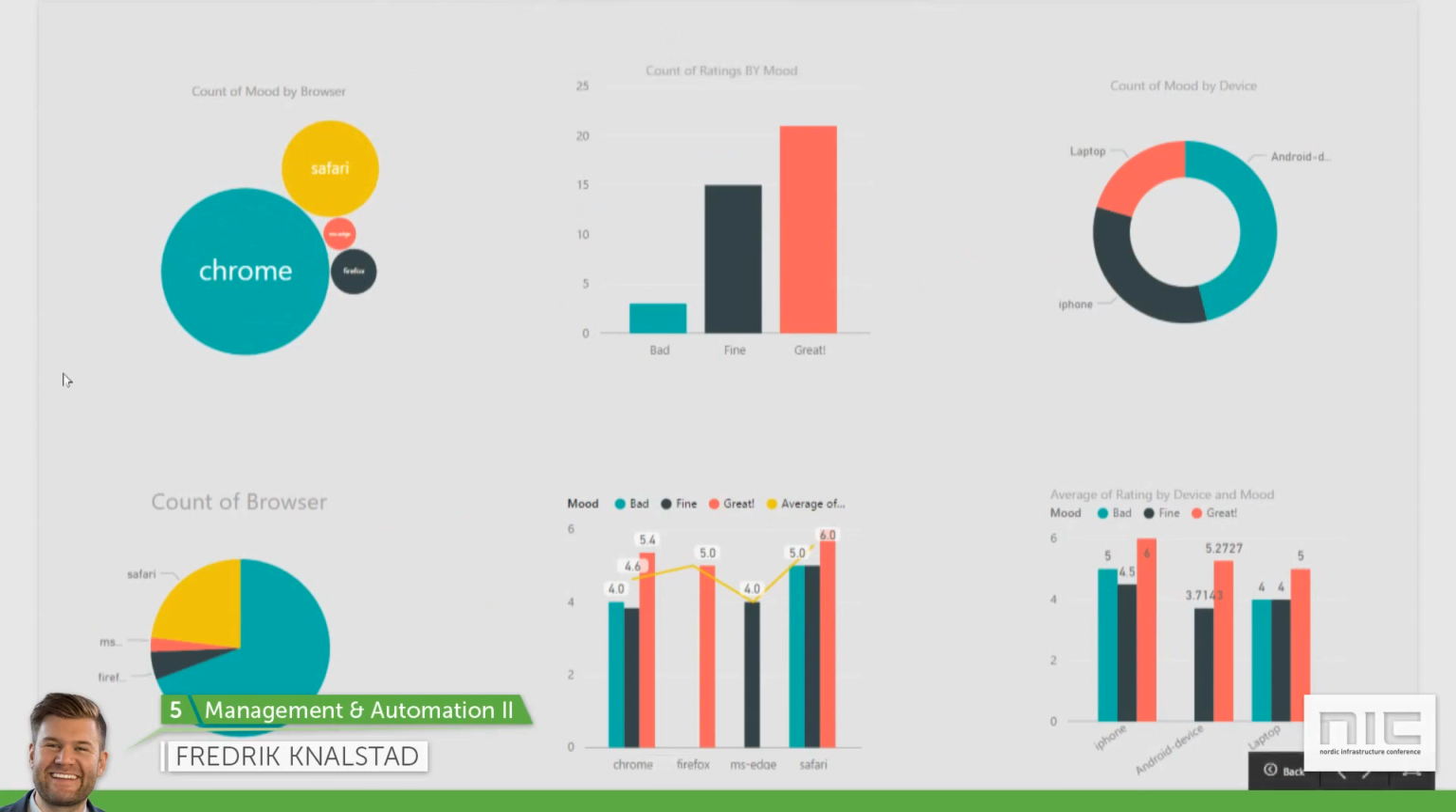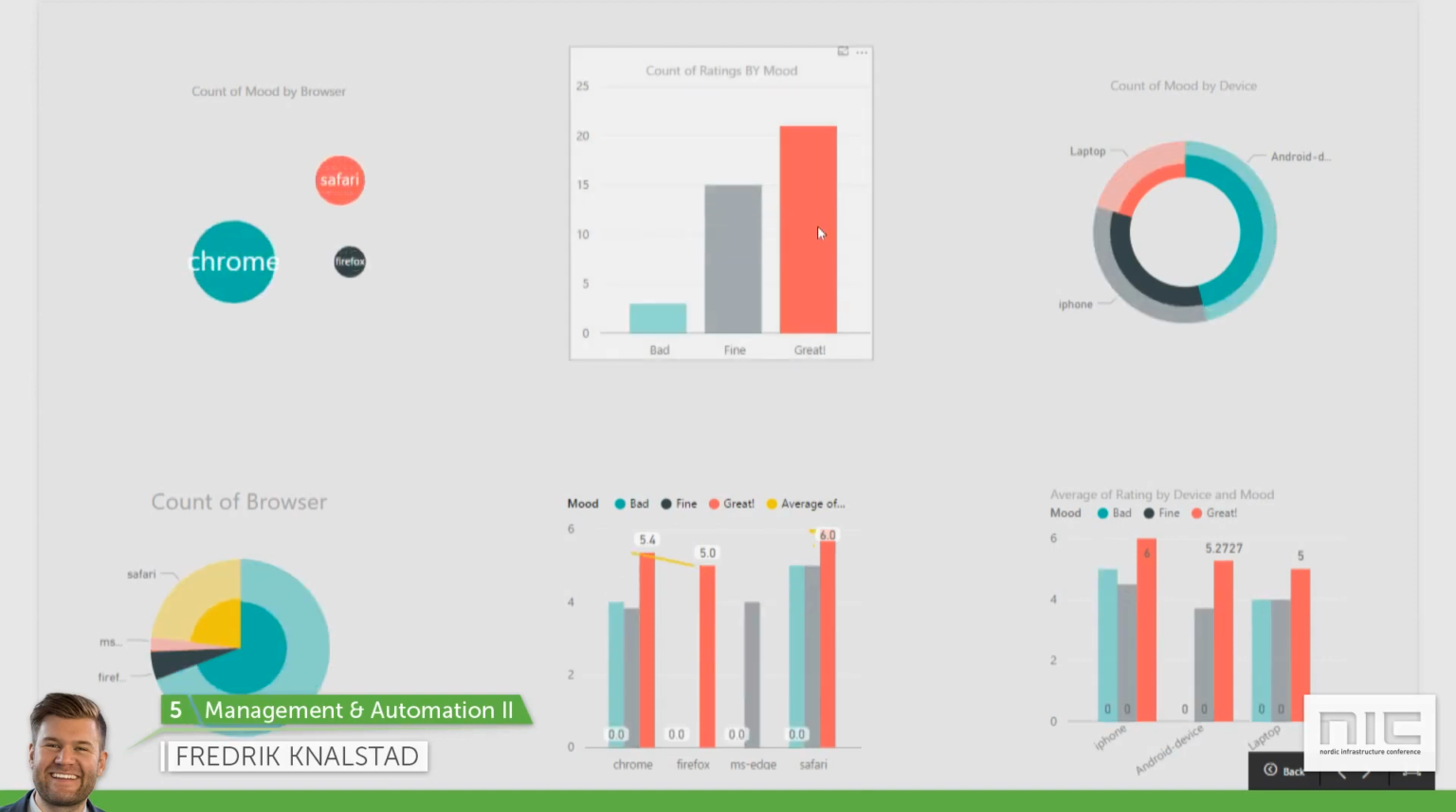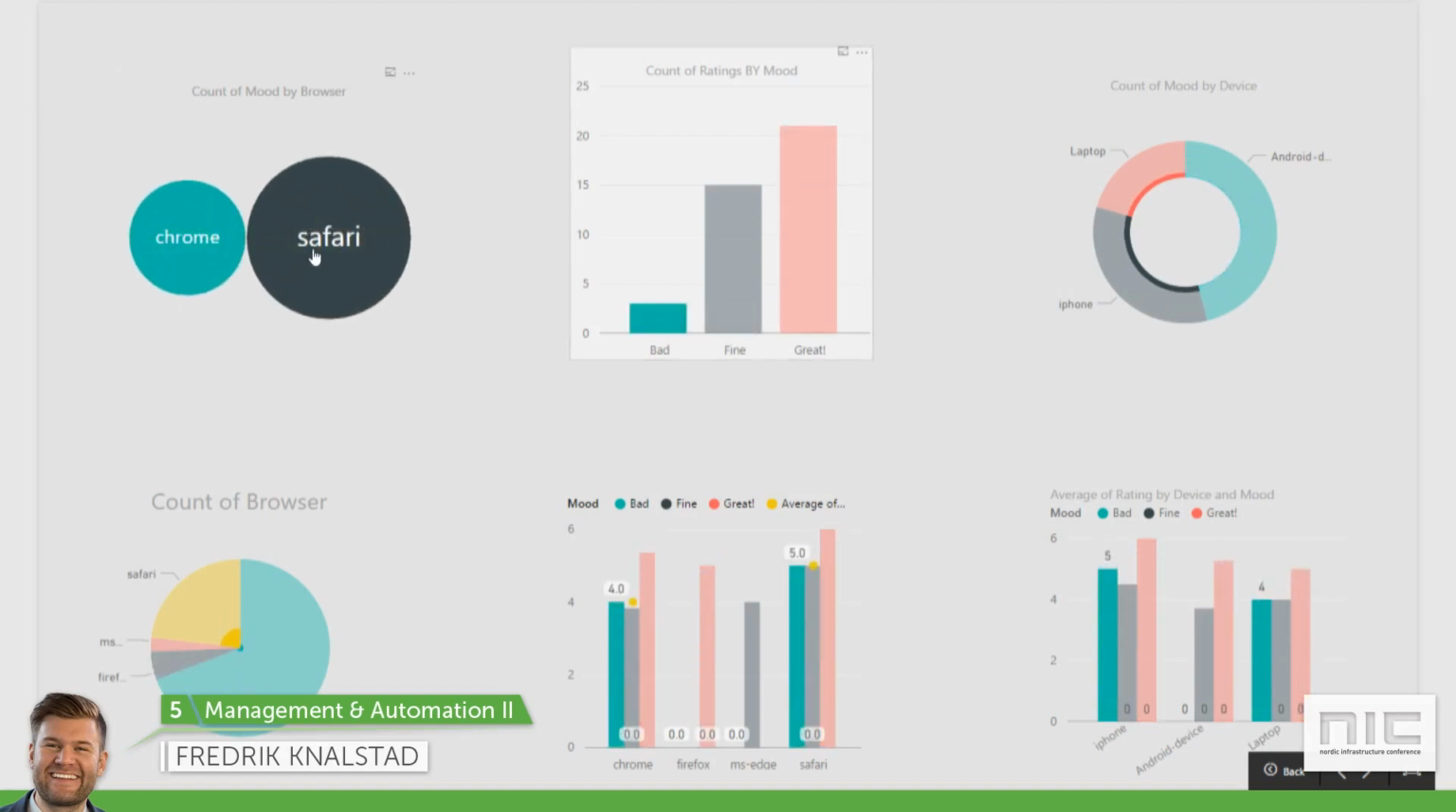So let's click on great. If we click on great, we see most of the people who rated us great are on Chrome. Yeah, so that's good. But we also get a lot of people who are great running Safari. But let's look at the bad ones. Well, okay.